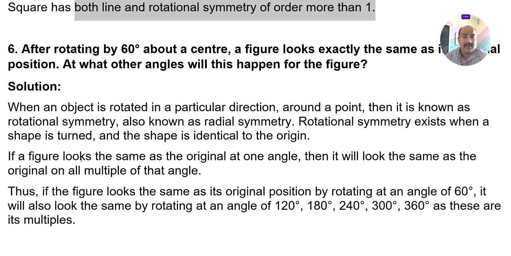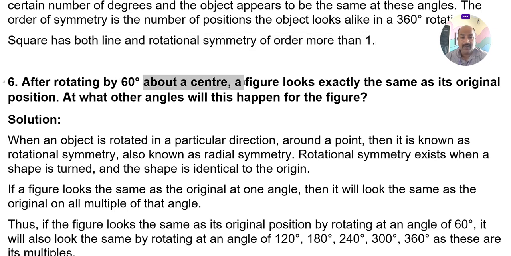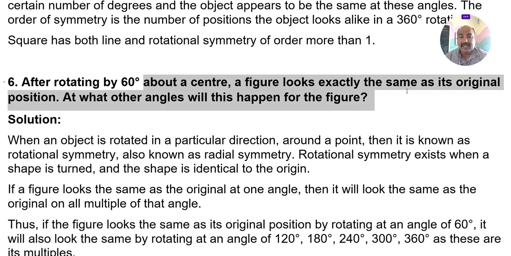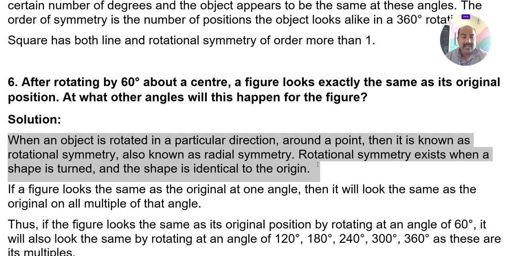Okay, coming to the sixth problem. After rotating by 60 degrees about a center, a figure looks exactly the same as its original position. At what other angles will this happen for the figure? Solution. When an object is rotated in a particular direction around a point, it is known as rotational symmetry, also known as radial symmetry. Rotational symmetry exists when a shape is turned and the shape is identical to the original.